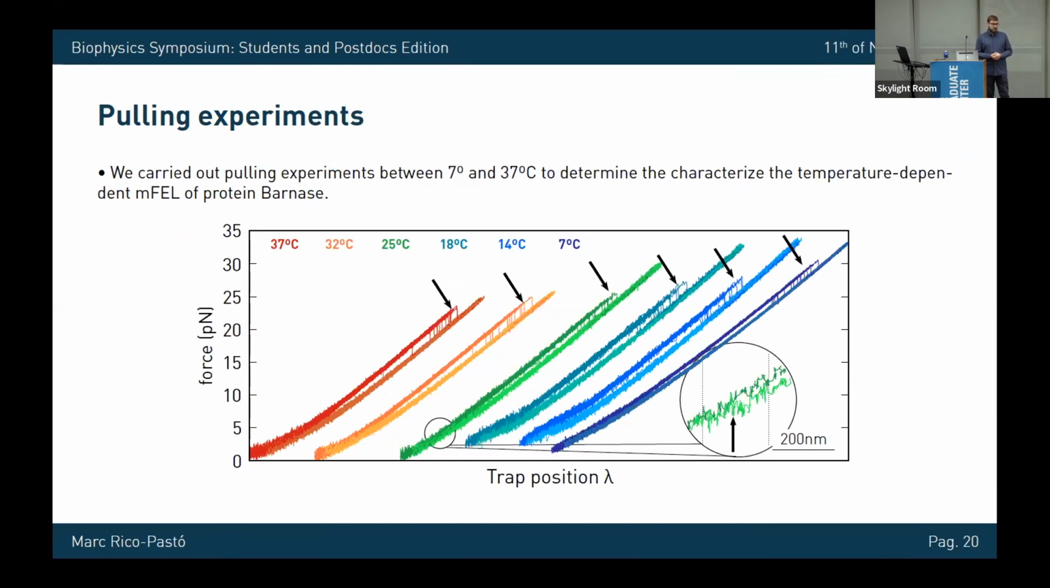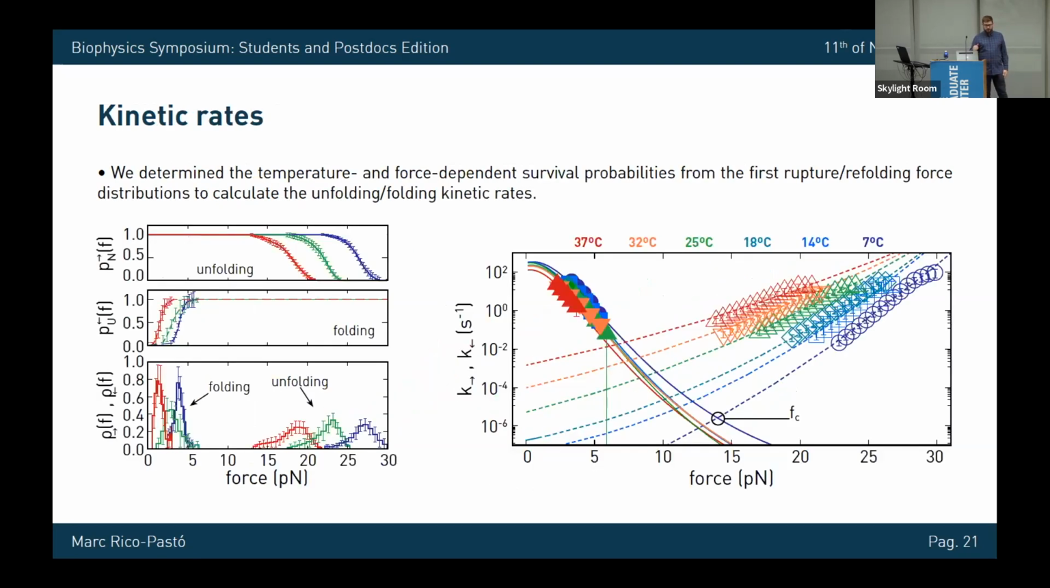a highly dissipative molecule. And you can see here that the folding events are these really small jumps and occur at really low forces. From the first rupture force distribution, I derived the kinetic rates as I did before, and reconstructed the kinetic rates from 0 to 30 piconewton using the detailed balance condition, as I did before.